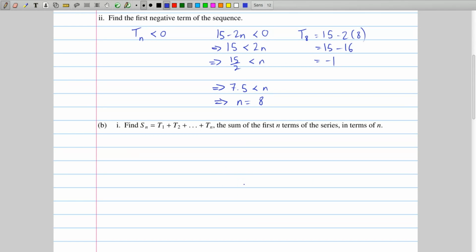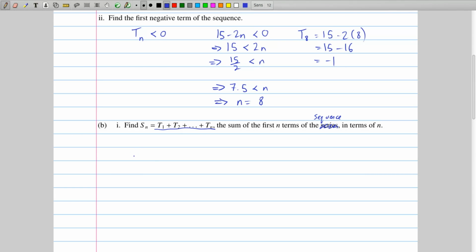We move on to part B then, which asks us to find Sn, which is the sum of the first n terms of the series. I think they've got that wrong, to be honest. I think this should be a sequence, because when you use the word series, it refers to the sum. So what we should be saying is, the sum of the sequence is the series. Now, that's a little bit pedantic, and it's pretty obvious what they mean, I think.